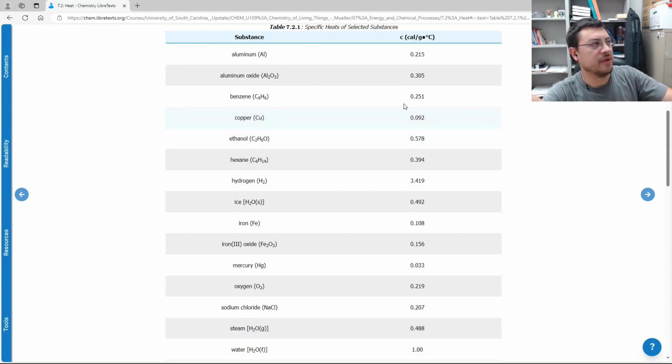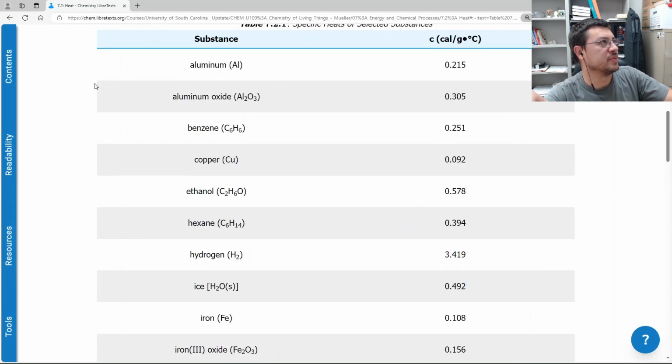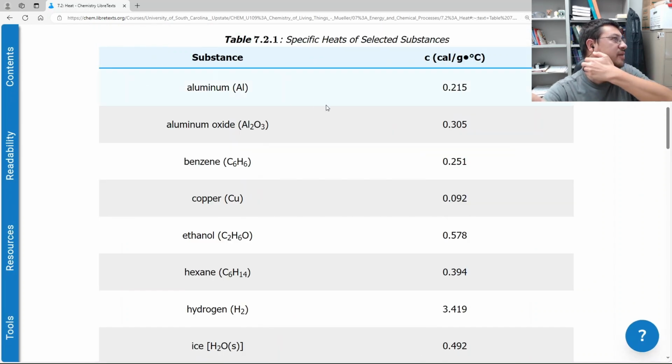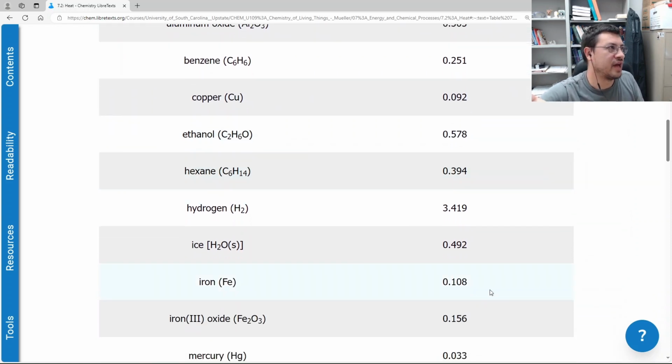Here's my source, Chem-Libretex. I'll put a link for them in the description, and they have this nice specific heat capacity table, and we see that aluminum matches pretty well. If we were able to have one more sig fig, we would have 0.214, and that's pretty close to the 0.215 over there. We can look at other candidates like copper, which is less than half of aluminum's, and iron, also less than half. If we weren't 100% sure, since multiple metals might have a similar specific heat, we could do some other experiment to figure out that it's aluminum.